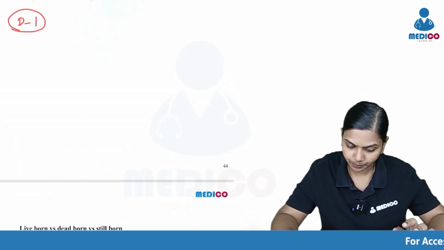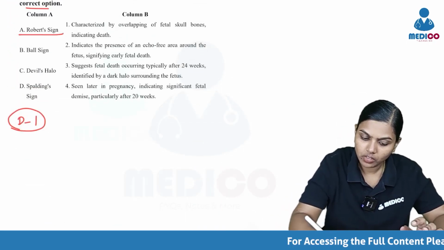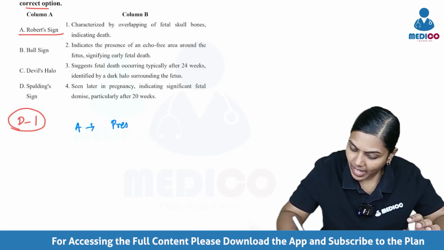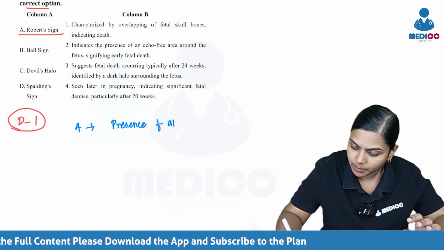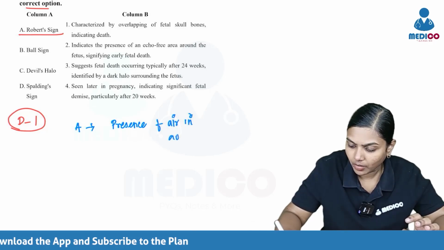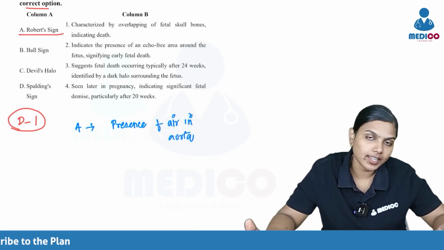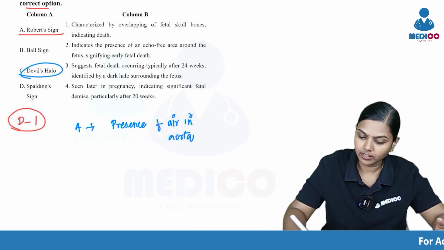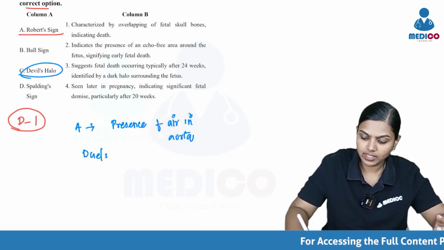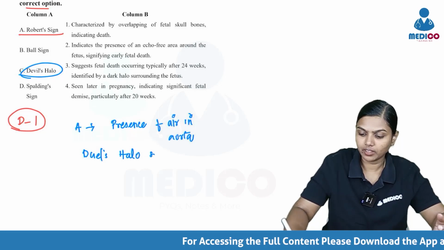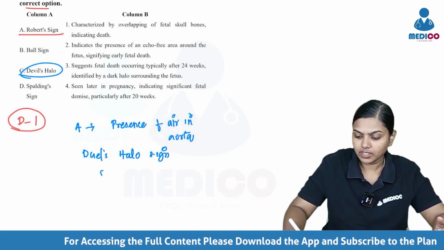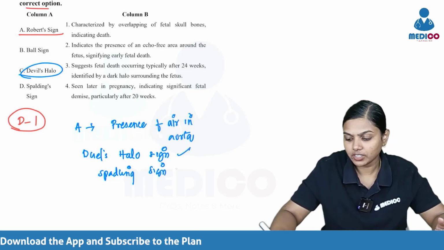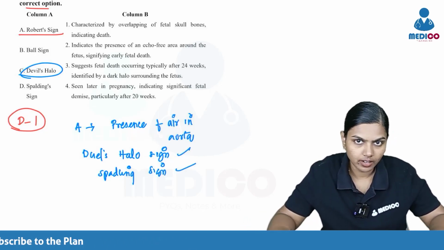First is your Robert sign. Robert sign is basically presence of air in the aorta. All of these are radiological signs seen in a dead fetus. And this halo sign, this is Deuel's halo sign. And this Spalding sign, these are also important radiological changes that we see in deadborn.